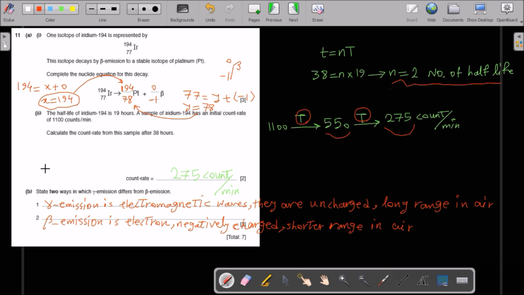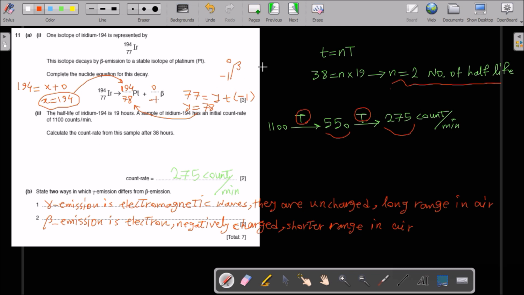Next part. State two ways in which gamma emission differs from beta emission. Gamma emission is electromagnetic waves. They are uncharged, they don't have mass, and they have long range in air. Beta emission is electron, negatively charged, they have mass, and they have shorter range in air.